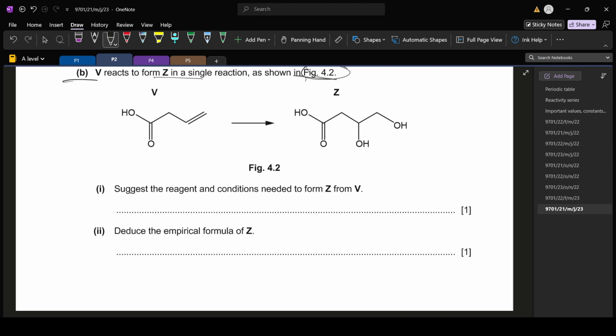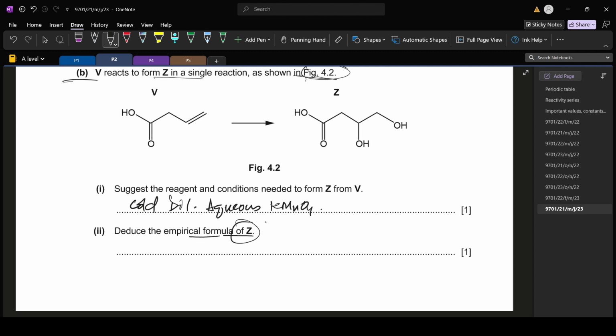So it's actually the cold, dilute, aqueous KMnO4. Okay, these are your reagents and conditions.